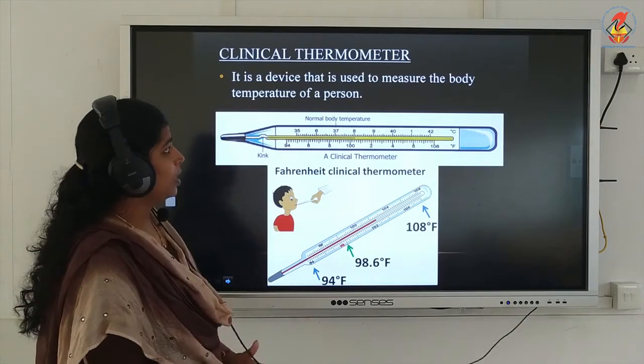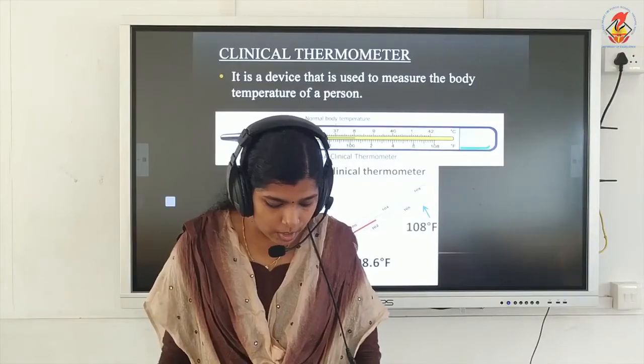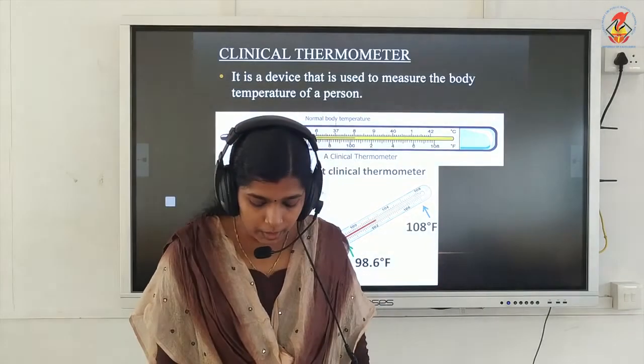Now, the clinical thermometer. A clinical thermometer is a thermometer normally used to measure our body temperature. That's given on page number 36 in your textbook. A thermometer that measures our body temperature is called a clinical thermometer.